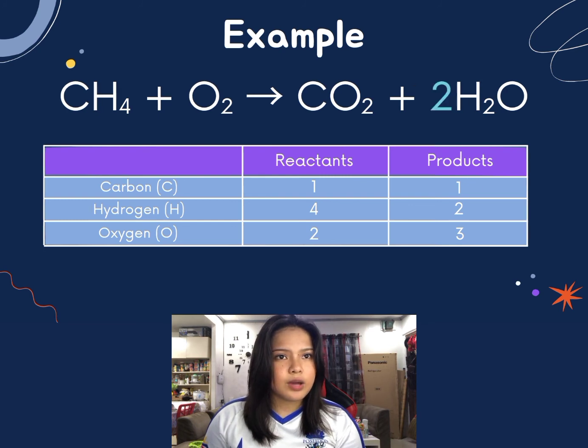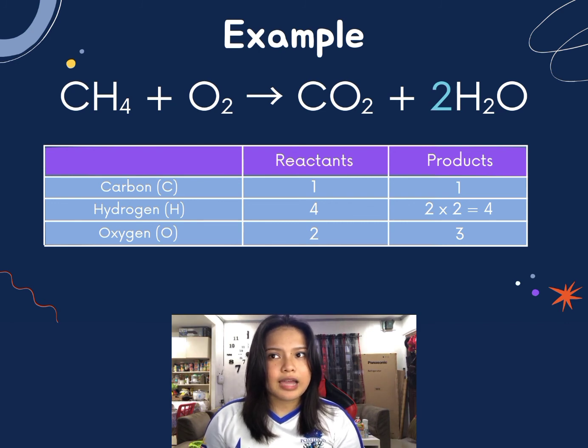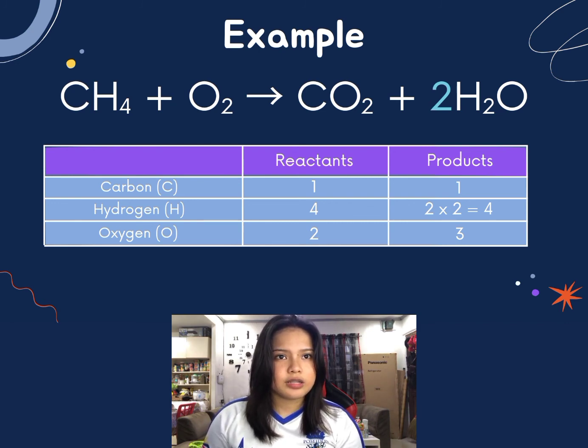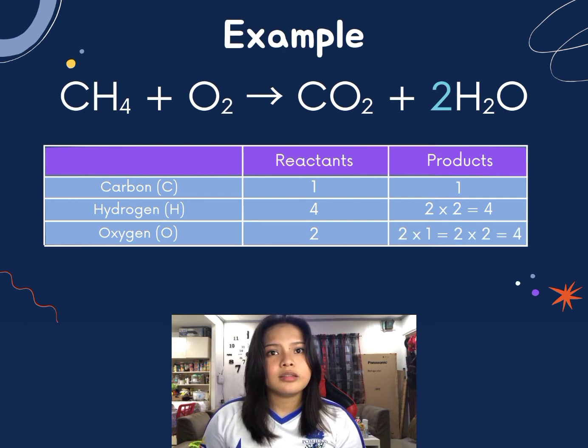So let's add 2 as a coefficient in the product of hydrogen. Then multiply 2 and 2. That's 4. So now both reactants and products of hydrogen are equal. The 2 that we add in hydrogen can also affect oxygen. So that's 2 times 1 is equal to 2, and 2 times 2 is equal to 4.